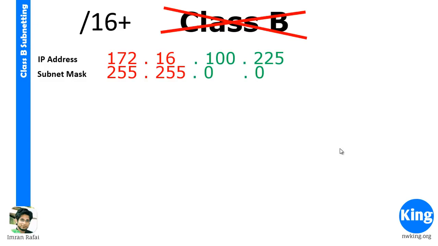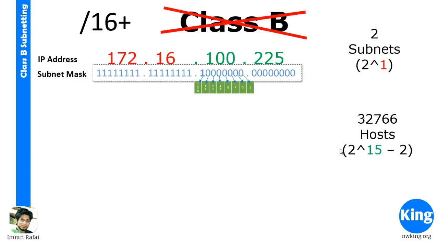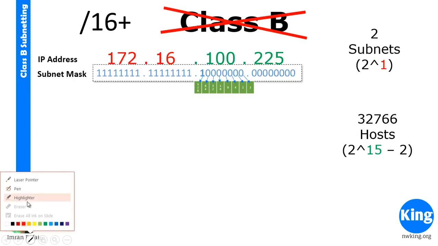Right, let's start with class B subnetting. We'll take this IP address 172.16.100.225, and we know the default subnet mask is 255.255.0.0. Let's try and break this into 2 subnets. From what we know already, to break a network into 2, we borrow 1 bit, like what we see here. Let me take a pen.